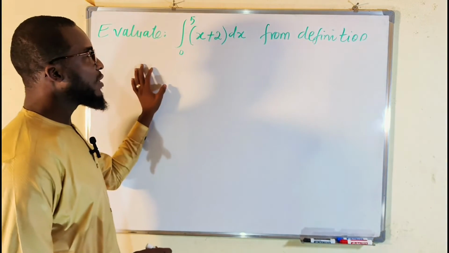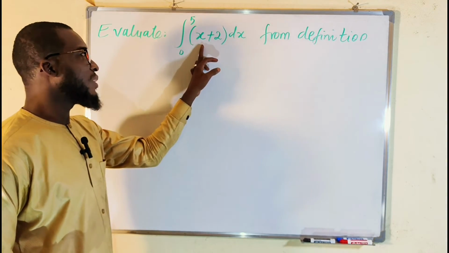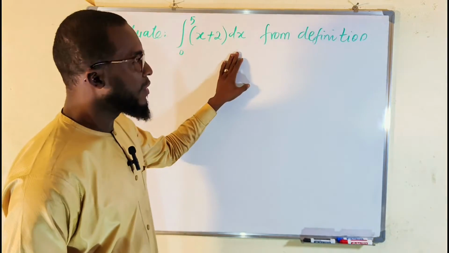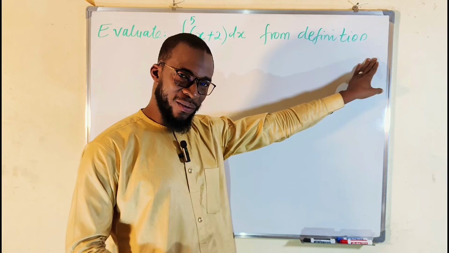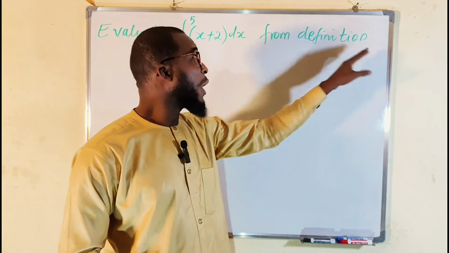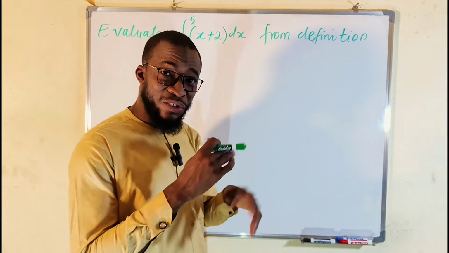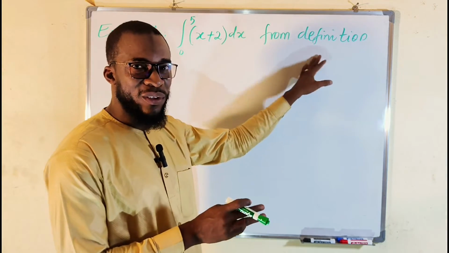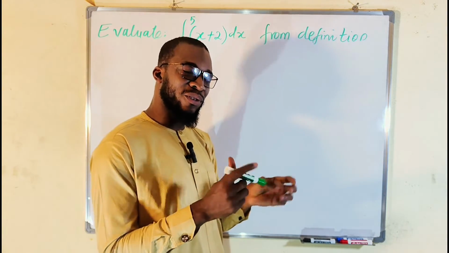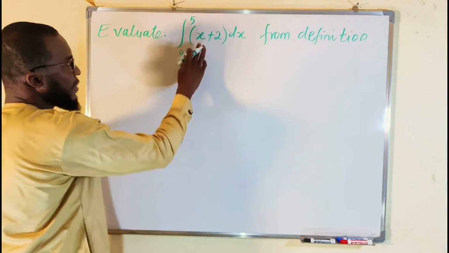We would like to evaluate the definite integral of the function x plus 2 with respect to x from 0 to 5, by definition. So first of all, I would like to evaluate it the traditional way to see the results, but in the end we are going to apply the definition to see whether we get exactly the same result. Okay, let's get started with this one.